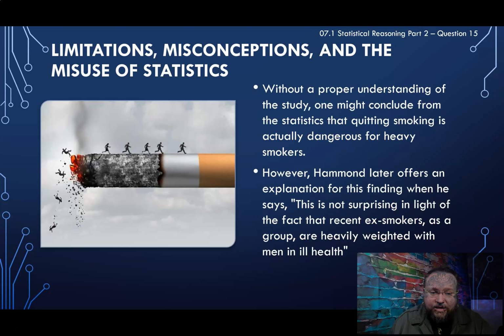Without proper understanding of the study, one might conclude that quitting smoking is actually more dangerous for heavy smokers. But these are the end results, and you have to realize that could be the sensational journalist article in the end. You have to dig deeper and see: what did the researchers say? What did they find coming out of this? And were there new things that they learned? Because even the researchers in this actual paper offered explanations for the finding, saying things like, this is not surprising in light of the fact that recent ex-smokers as a group are heavily weighted with men in ill health.